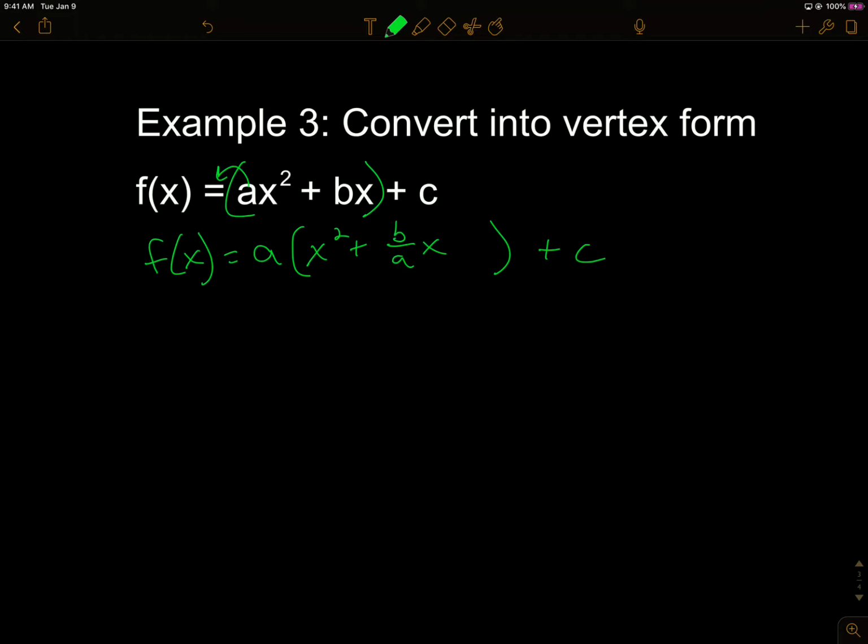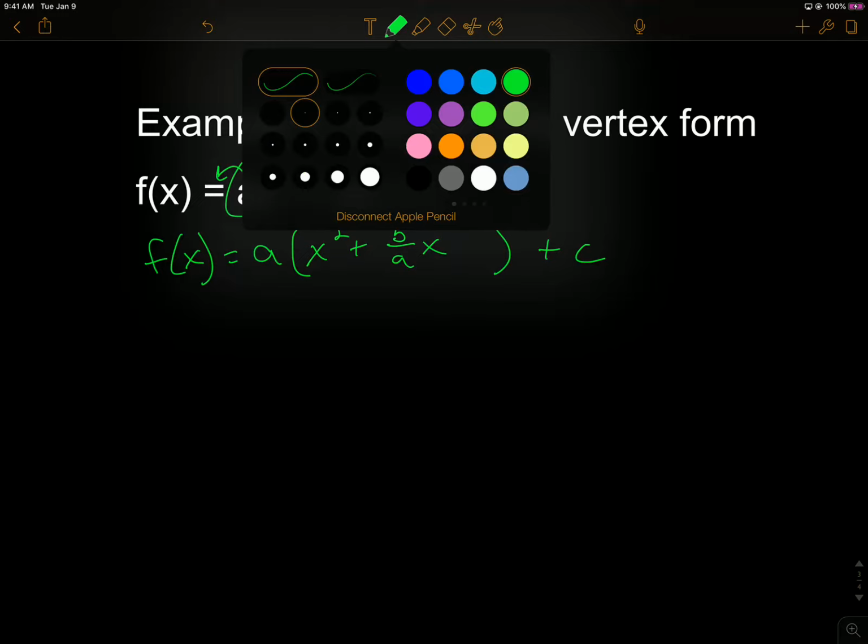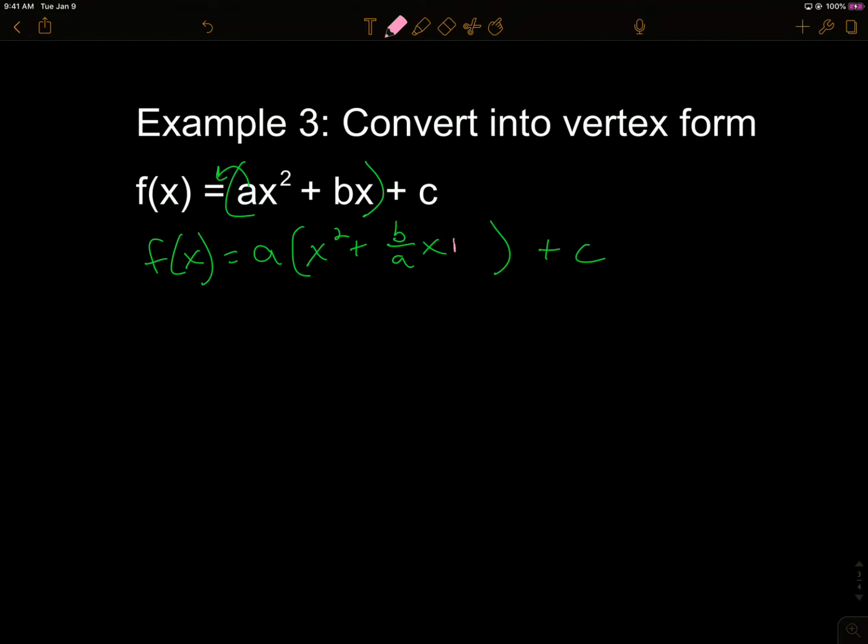Now I want to make it a perfect square trinomial. So what am I going to add inside of here? Well, I take my b over a and divide it by 2. That's the same thing as multiplying it by 1/2, so I get b over 2a. That's what I get when I divide b over a by 2. Then I must square it, so I get b squared over 4a squared. So that's what I'm going to add, b squared over 4a squared. I also have to subtract that same thing out here.